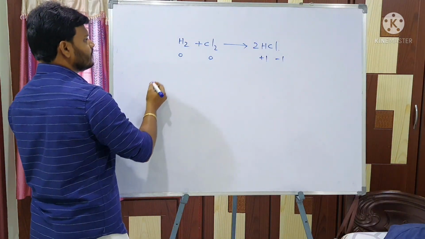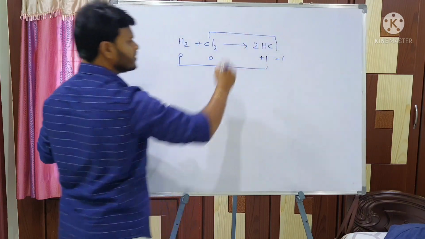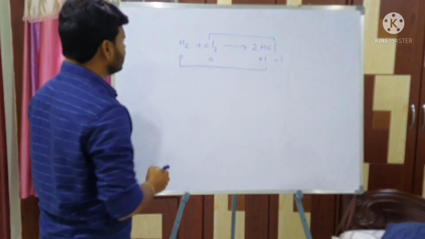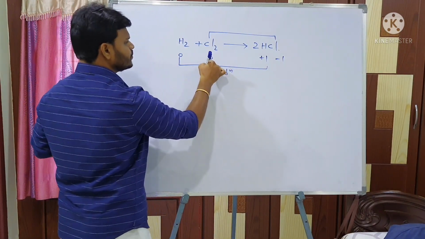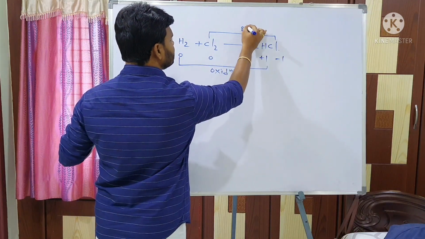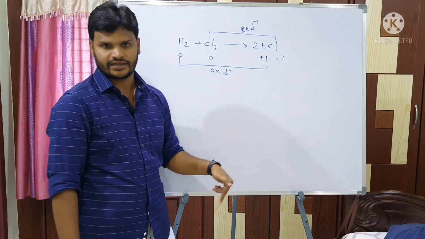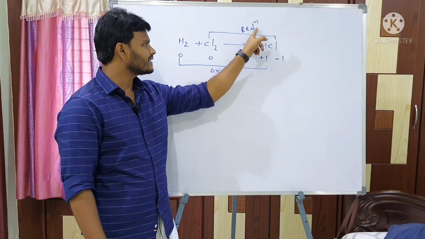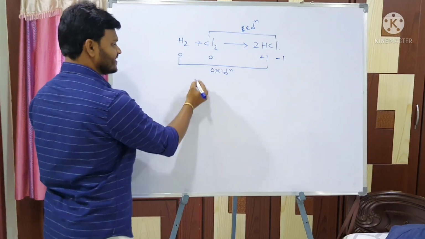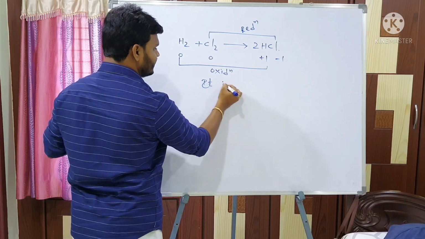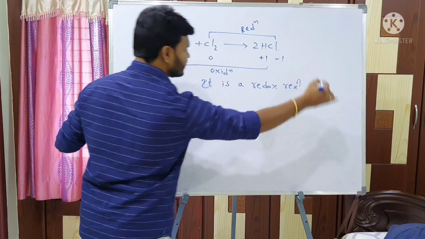So what is the combination here? Hydrogen with hydrogen and chlorine with chlorine. Just observe what happened here. 0 converts into +1, that is nothing but oxidation. 0 converts into -1, that is nothing but reduction. Students, it is a chemical reaction in which both oxidation and reduction occur simultaneously. That's the reason it is a redox reaction, yes or no? So it is a redox reaction. Is it clear, my dear students?